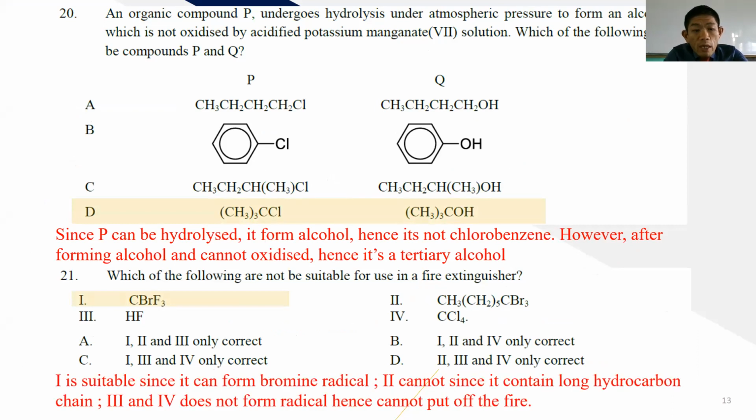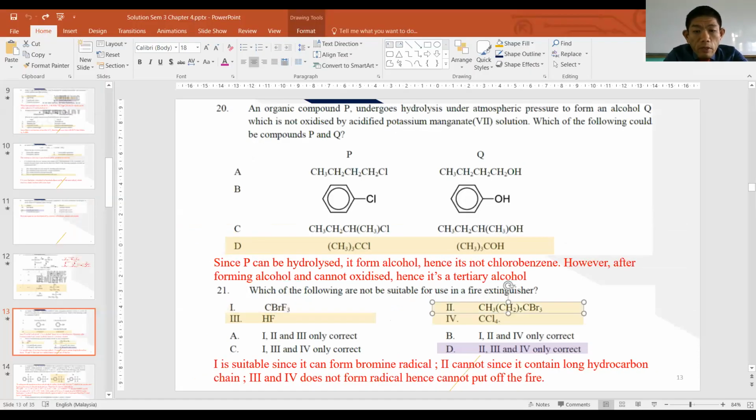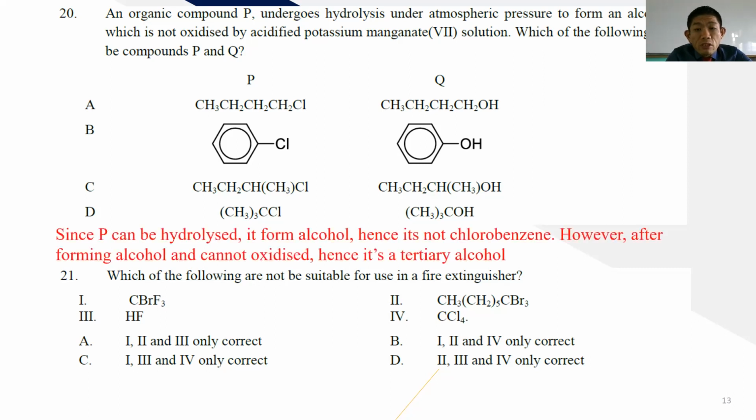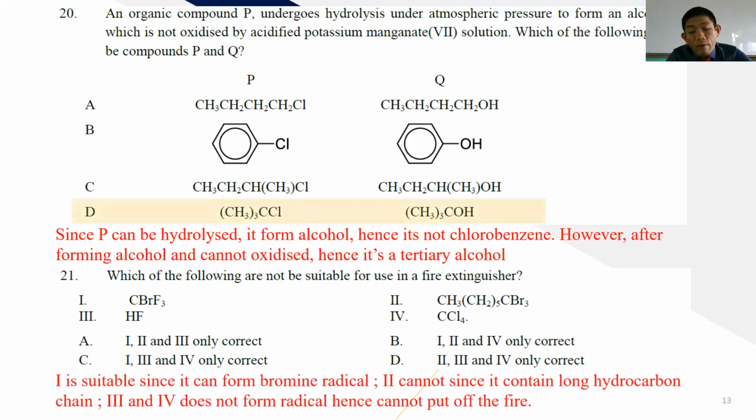Whereas number three cannot be used as a fire extinguisher because hydrogen chloride cannot form fluorine free radical. Same goes with number four. Number four is a non-polar substance, so it cannot form a free radical. So number four also cannot. So the ones which are not suitable to become a fire extinguisher are 2, 3, and 4. So the best answer in here is D.